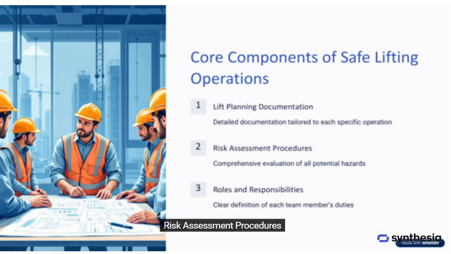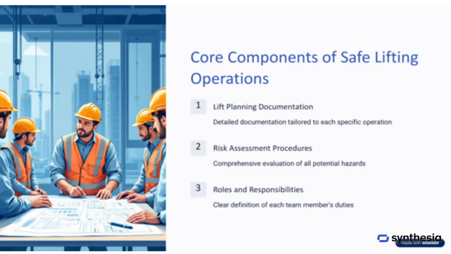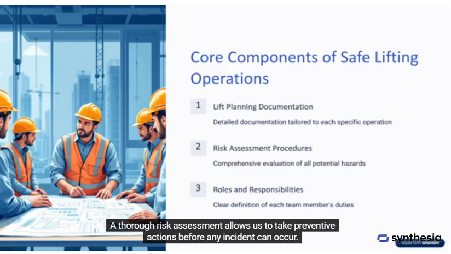2. Risk assessment procedures. Next is the identification and evaluation of potential hazards. This includes checking the ground condition, surrounding obstacles, wind speeds, load stability, and more. A thorough risk assessment allows us to take preventive actions before any incident can occur. Every lift comes with its own unique risks, so this step must be done individually for each lift.